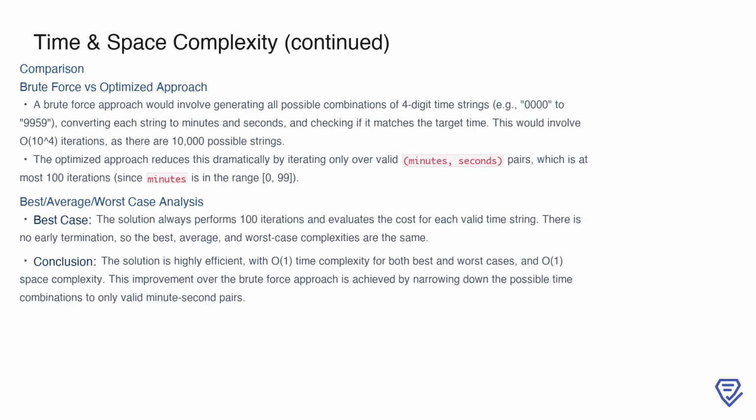Regarding best, average, and worst-case scenarios, the solution always performs the same 100 iterations, as there is no early termination. This means the time complexity remains consistent at O(1) in all cases. In conclusion, the optimized solution achieves significant efficiency improvements over the brute force approach, maintaining O(1) time and space complexity due to its constant number of iterations and minimal memory usage. This ensures the solution is both fast and lightweight in all scenarios.